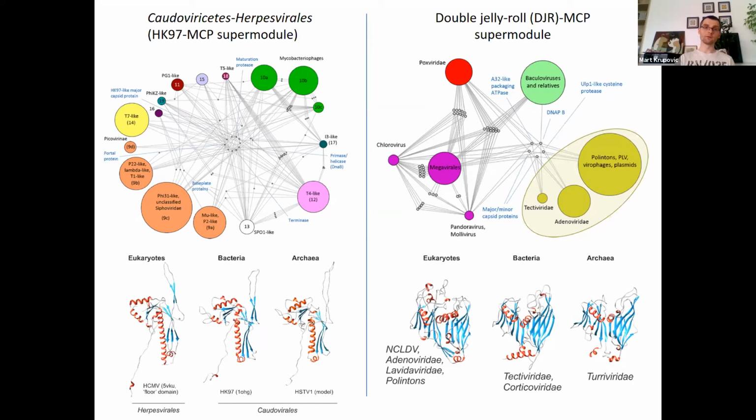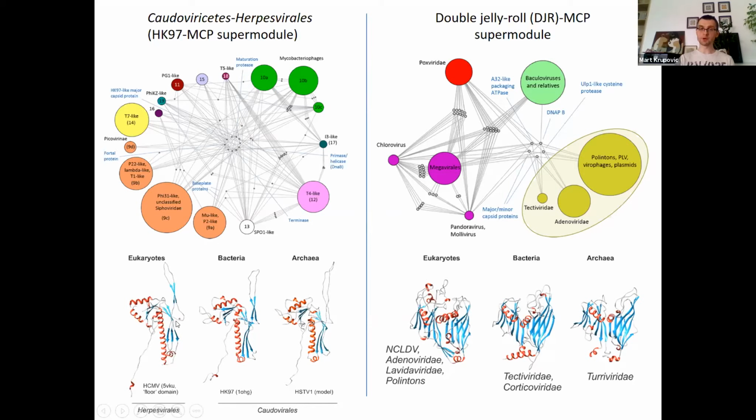The first of these supermodules, which we can call the HK97 major capsid protein supermodule, includes all tailed bacteriophages and related archaeal viruses, as well as the eukaryotic herpes viruses.